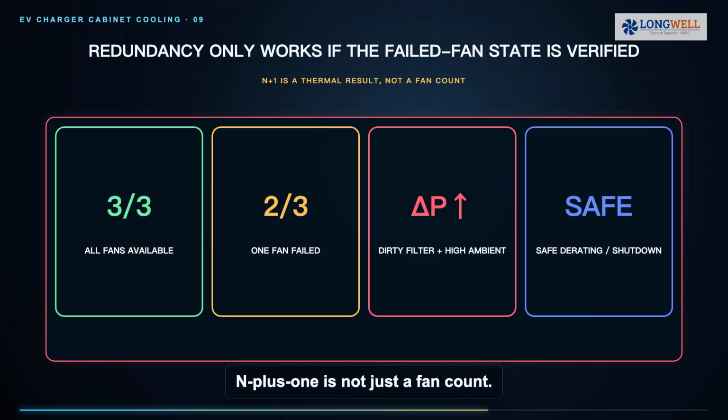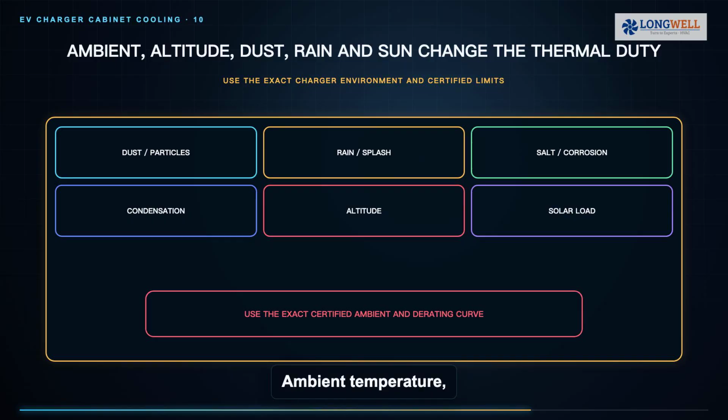N+1 is not just a fan count. Verify the cabinet with one fan failed, a dirty filter and high ambient together when that combined state is credible. The acceptable result is a controlled thermal map, not simply another spinning fan. Ambient temperature, altitude, dust, rain, salt, condensation, and solar load all change the thermal duty. Use the exact charger environment, component derating data, and certified operating limits instead of a generic cabinet rule.